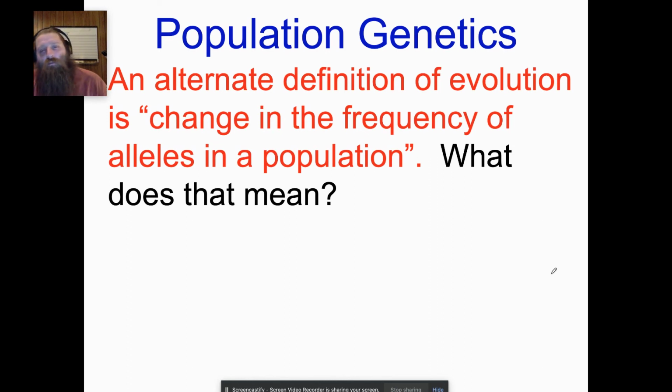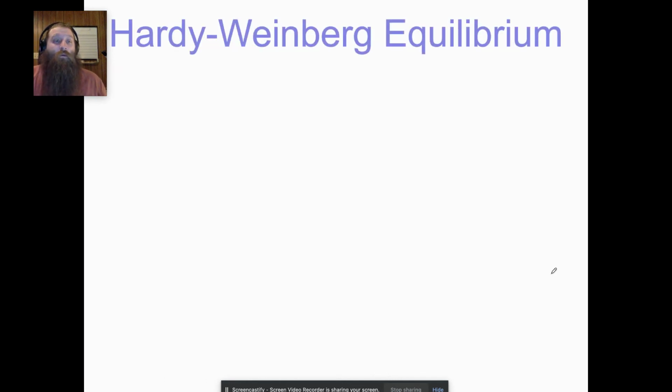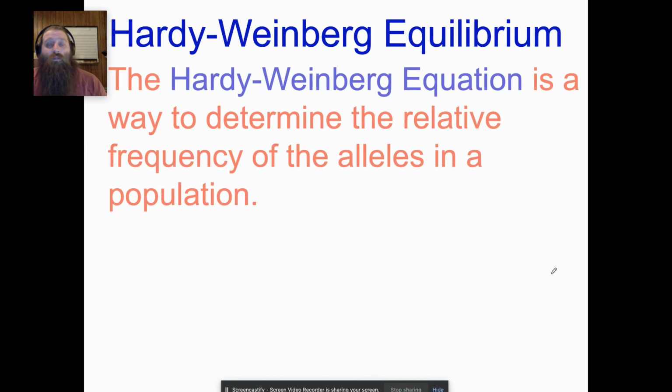And this gives us an interesting look at evolution from a different definition, where they define evolution as the change in the frequency of alleles in a population. So as the relative amounts of alleles change, then the population genetics as a whole are changing. So we say that individuals don't evolve on their own. The population changes over time as the allele frequency changes. Now, we can measure that mathematically, right, with the Hardy-Weinberg equation. And the Hardy-Weinberg equation allows us to determine the frequency of alleles in a population.